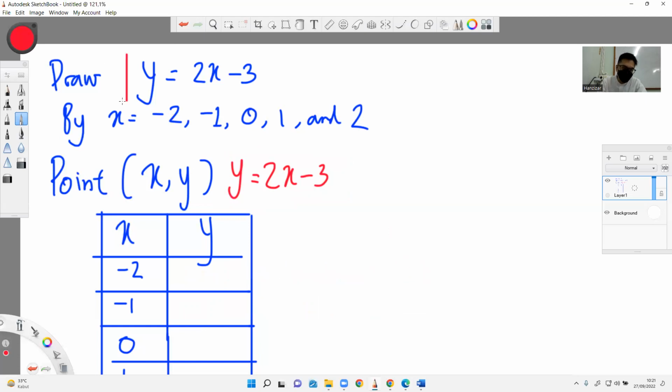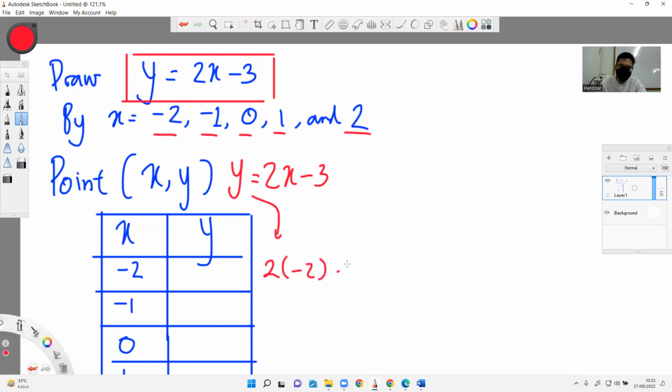So we have the function y equals 2x minus 3, right? And x equals negative 2, negative 1, 0, 1, and 2. So find the value of y, right? So y equals 2x minus 3. If x equals negative 2, you put 2 times negative 2 minus 3. Get it? Everyone? Okay, 2 times negative 2, negative 4, minus 3, negative 7.